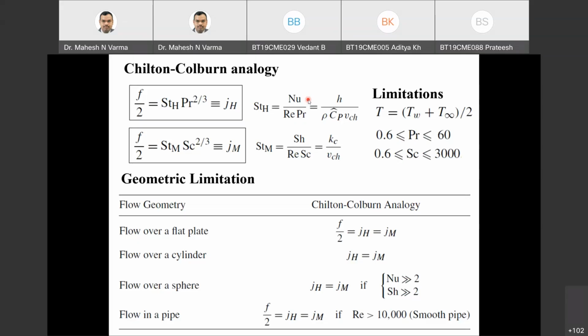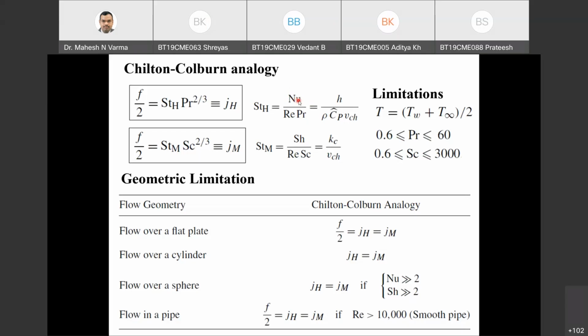Roll number 41 also, Mithilesh. Roll number 63, Shreyas. Yes, sir. Am I audible? Yeah. So what will be the Reynolds number, the local value of Reynolds number for turbulent flow?